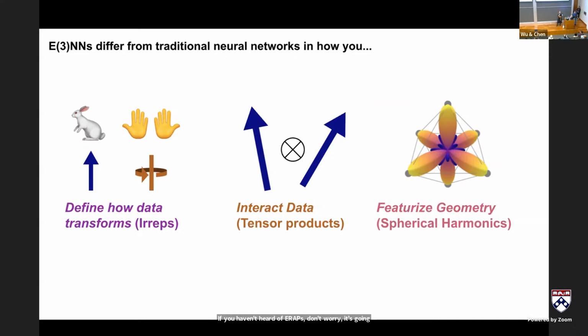Then there's how we interact these data types. We don't just do multiplication. Our multiplication now has certain rules attached to it in order to preserve symmetry. And then last but not least, we also have constraints on how we parameterize functions of geometry. And so we'll go through that last. Any questions before we dive in?